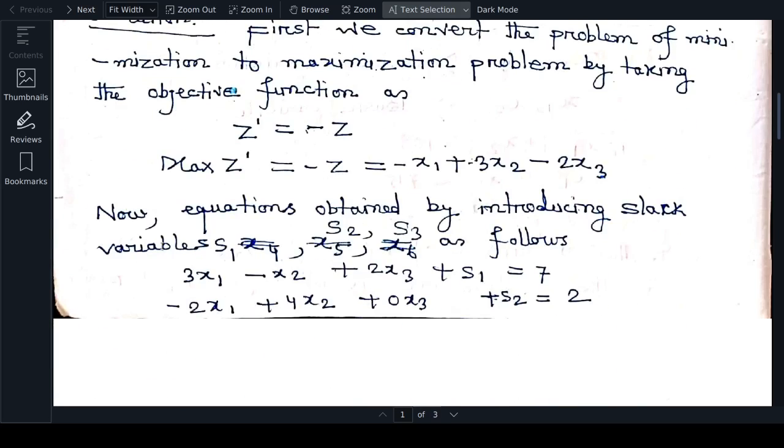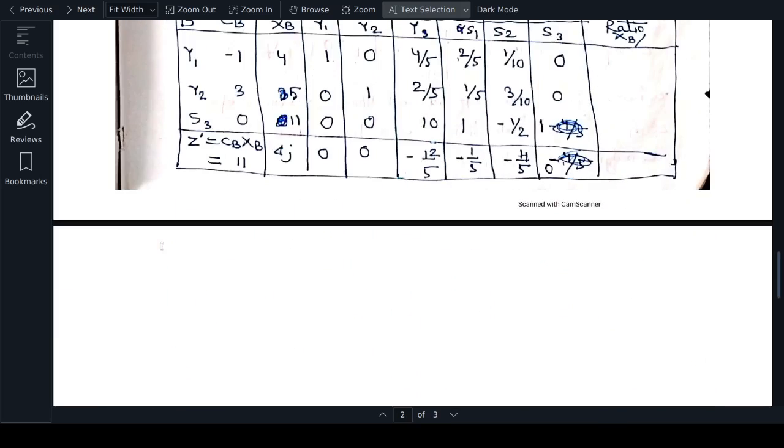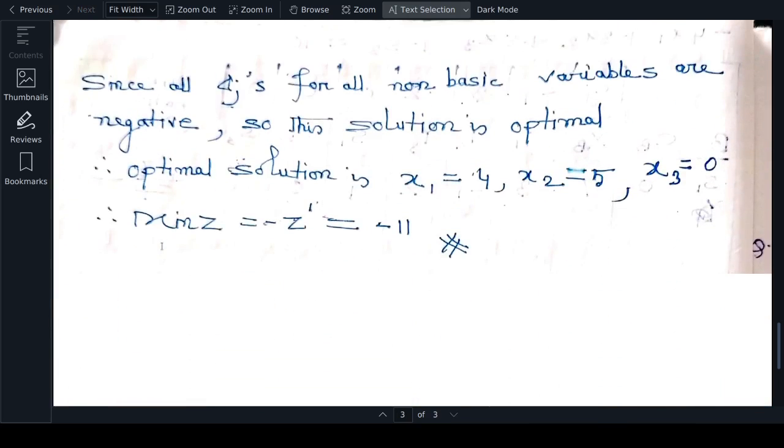Next, after solving, we converted this problem into maximization. So z dash gives us the maximization value, which means min z equals minus z dash. Z dash value is 11, so minus 11. First we convert minimization to maximization, and when we solve this table, it is the maximization table. But our given problem is minimization, so we write min z equals minus z dash. So z dash value is 11, so minus 11. Is this clear or not?